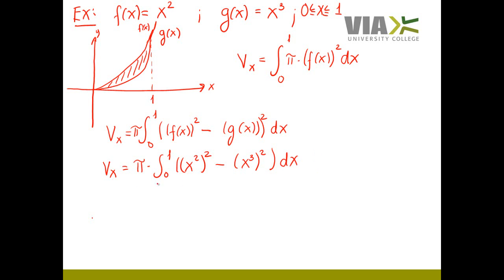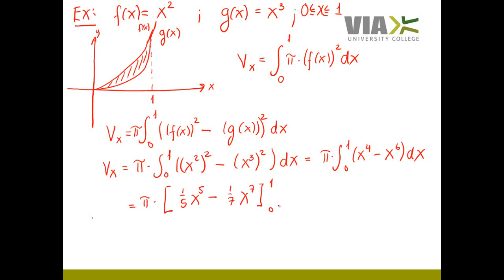So what is that equal to? Well, we'll just continue over here: x to the power of 4 subtracted with x to the power of 6 dx. So now we're just continuing integrating that. So x to the power of 4 integrates to 1/5 x to the power of 5 minus 1/7 x to the power of 7, and the limits are still 0 and 1. So now we just need to insert the values here.